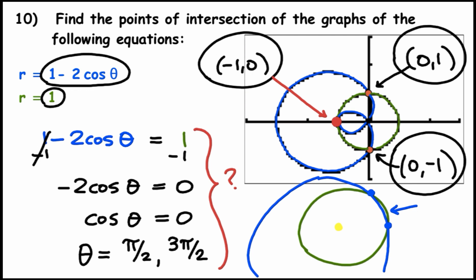And for the answers to show up in the algebraic steps, the graphs have to hit the same point at the same time, which is why this negative 1, 0 just has to be done by inspection. You can't get it from an equation. Both of the equations do go through that point, negative 1, 0, just at different angles. So those are your points of intersection.